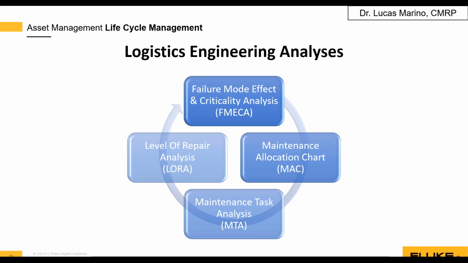It gives us that last significant decision about where is it most appropriate to perform this maintenance task when we have a corrective action based on a complete failure of that system. So should we repair it, replace it, or discard it? That's kind of a synopsis here about the logistics engineering analysis loop.